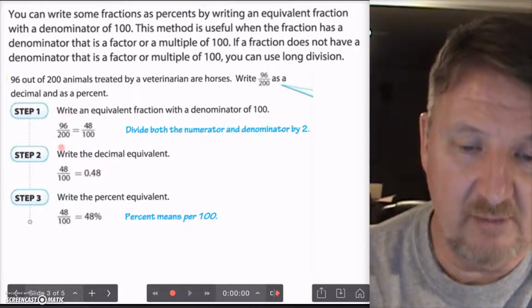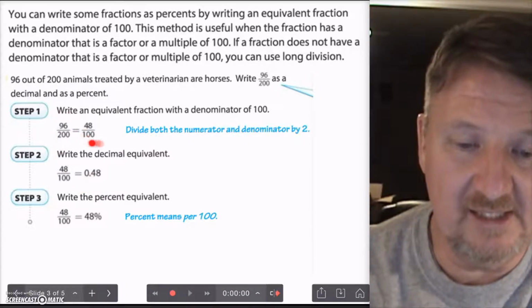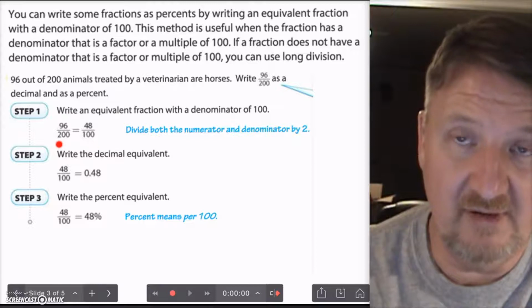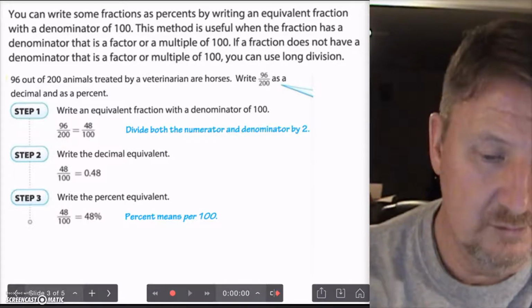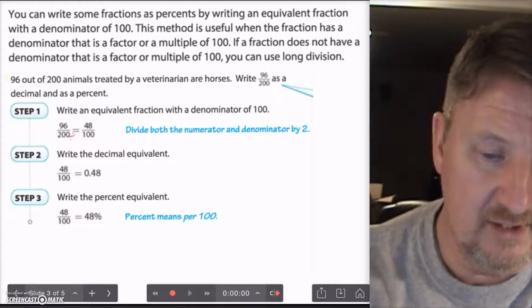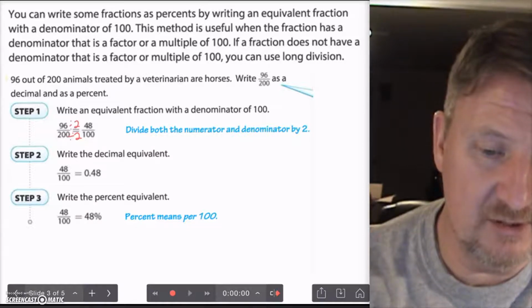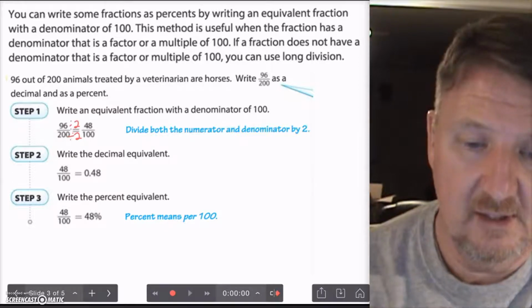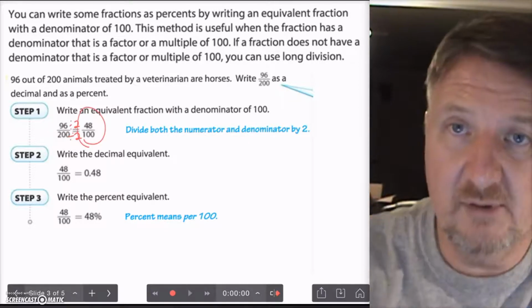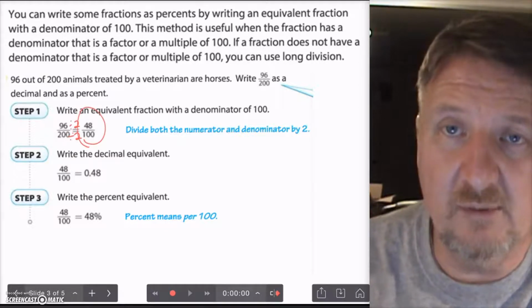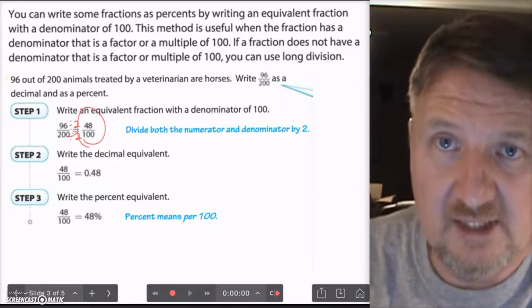If I want to write it as a decimal, I need to get a denominator of 100. So I have to divide 200 by 2. That gives me 100, so I have to divide 96 by 2, and that gives me 48. So 48 100ths. Now that's the fraction I can work with in order to turn it into a percent and a decimal.